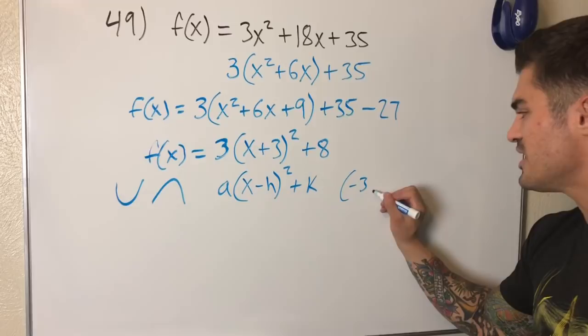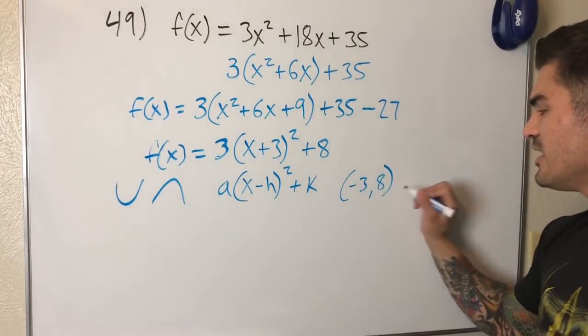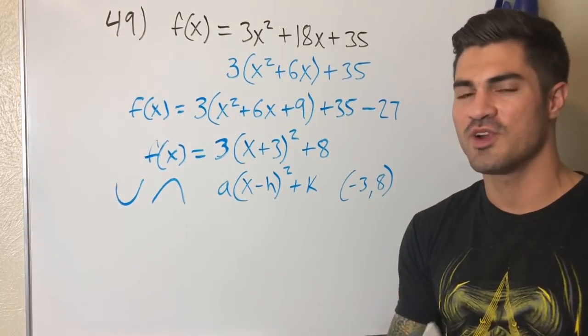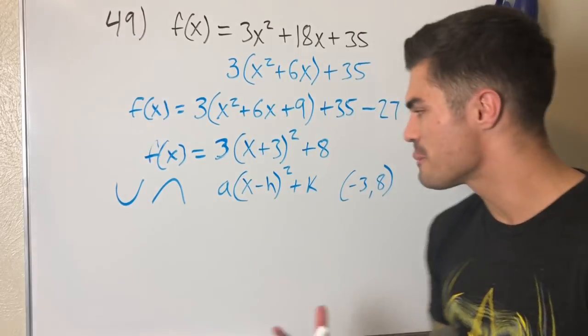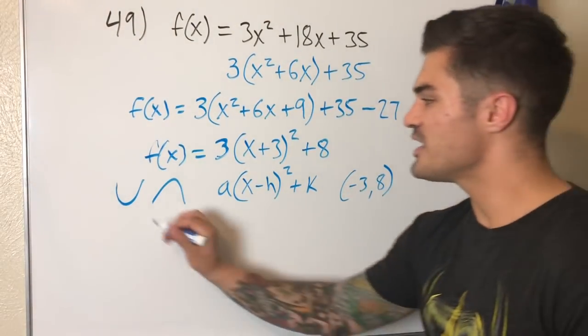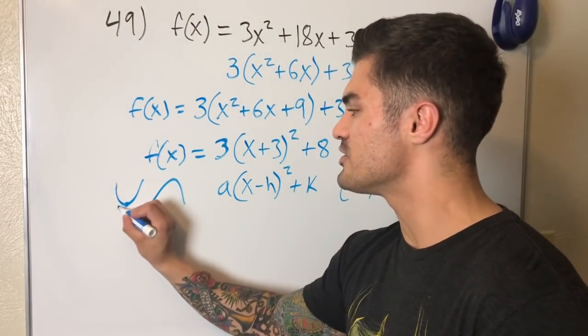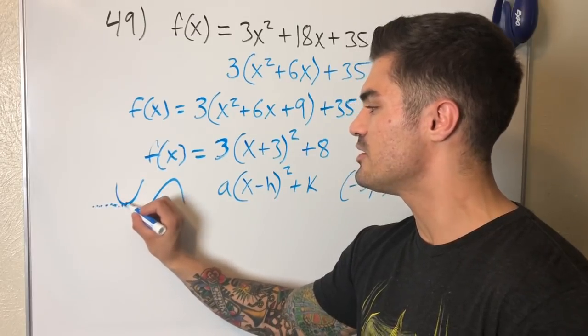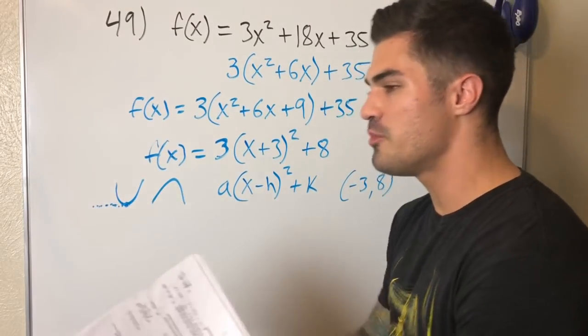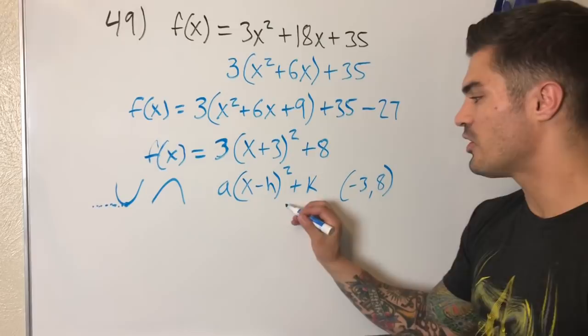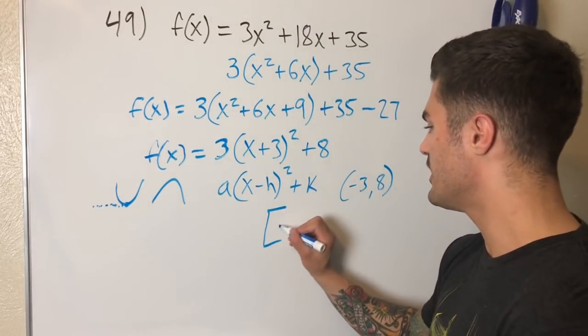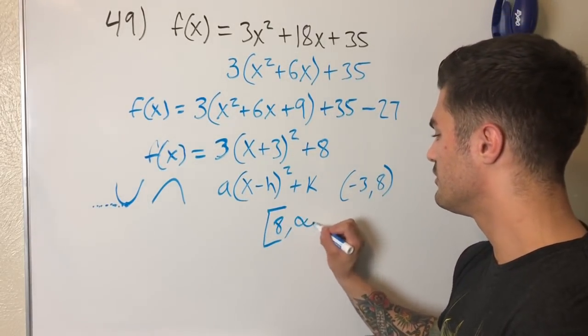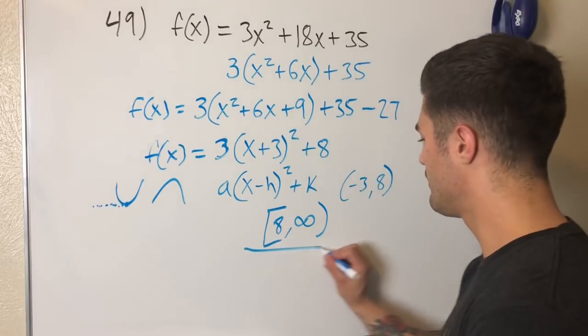So my vertex is at negative 3, 8. And remember, we're looking at the y coordinate because range has to do with the y values, all right? So from negative 8, that's where this y value is that corresponds with that bottom, the vertex, right? And since we're opening up, going all the way to infinity, our range is going to go from 8 all the way to infinity. All right?